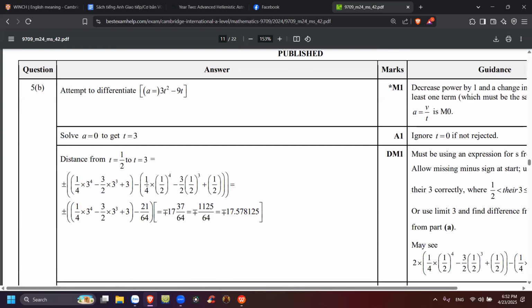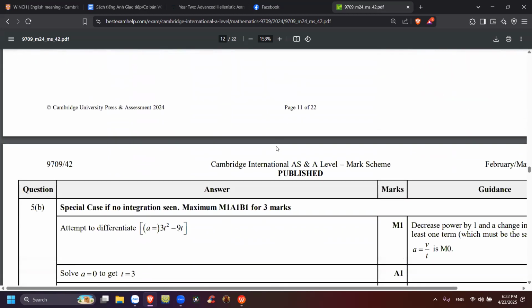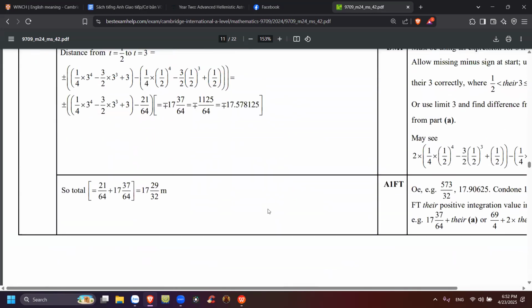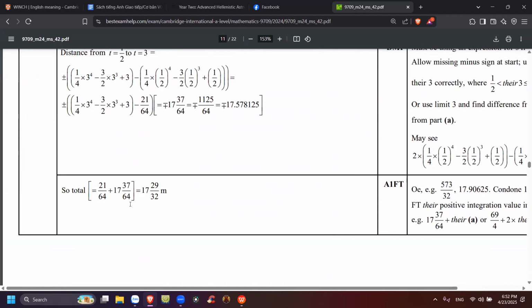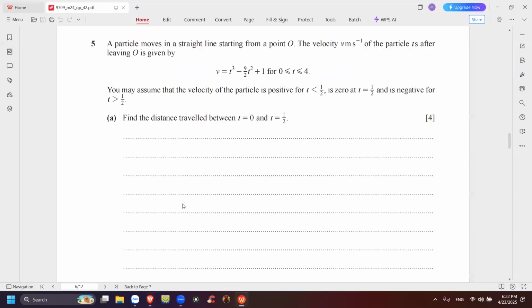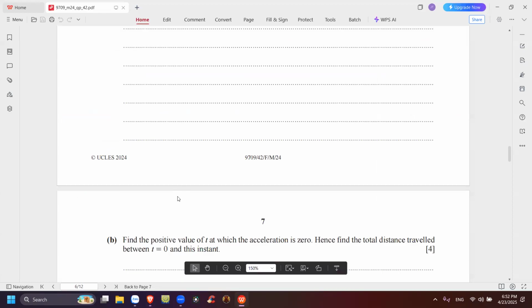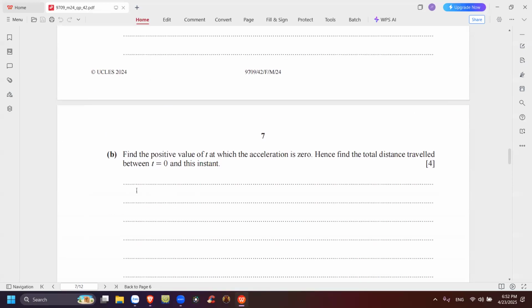Okay, 5B, it's how much? 17 point something. Yeah, correct. 17.91, something like that. All right. And then, okay, 5 question, not much, but I think number 6 and number 7 is going to be crazy.